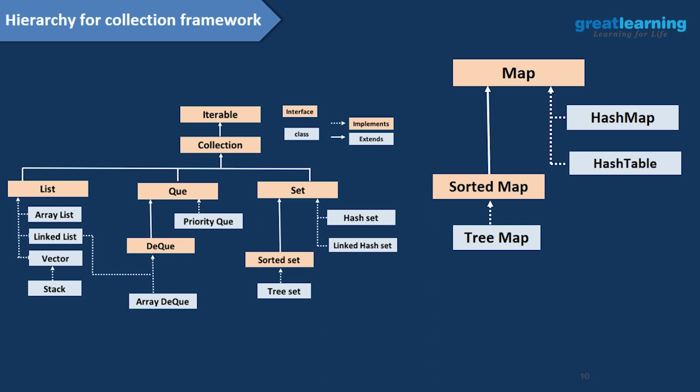But before jumping to the program, there is one more thing we have, that is Map. Map also has three implementations. Map is also an interface. It does not come under Collection, but when we talk about collections, we use Map as well. Map provides key-value pairs. We will see how to use Map in our program as well. For now, you need to understand that Map has three implementations: HashMap, Hashtable and TreeMap.